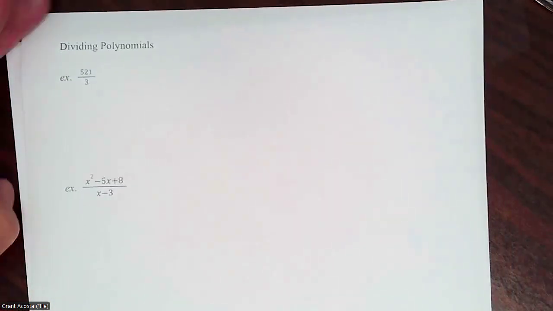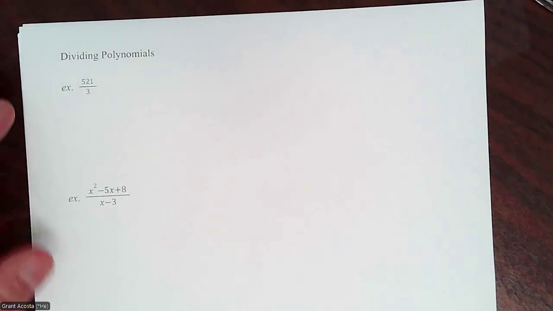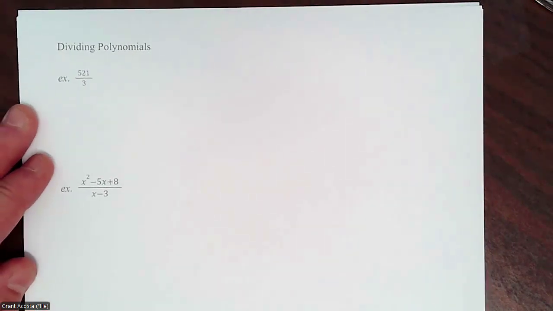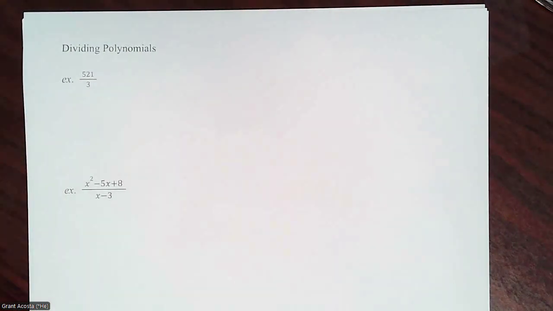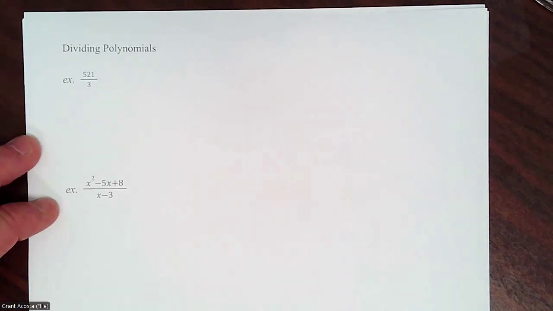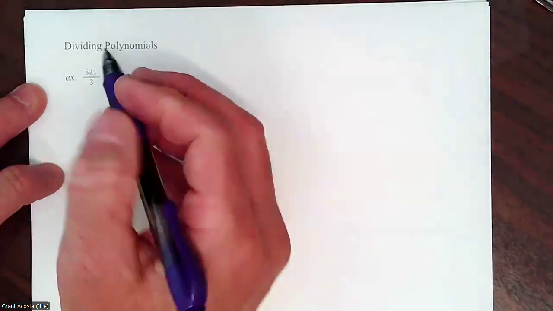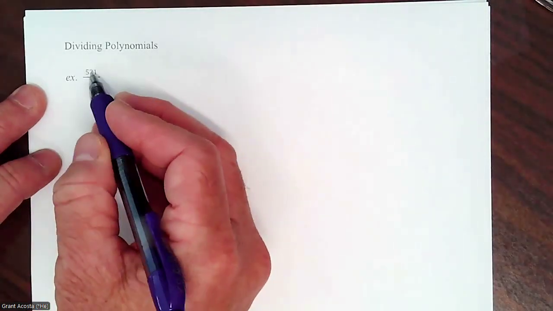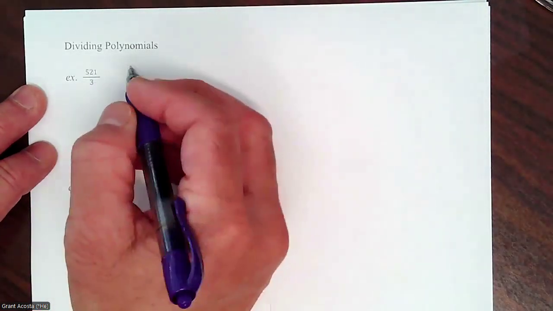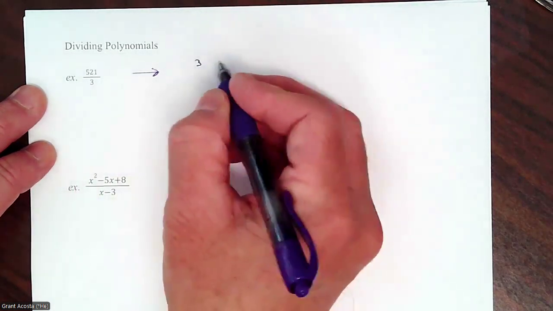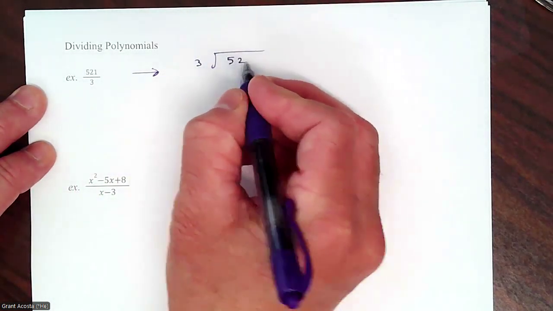Okay, last thing with polynomials is dividing. Unfortunately, that's the worst. Just like with numbers, long division is not fun, but you got to know how to do it. So let's get warmed up actually with numbers. So if I wanted to simplify 521 divided by 3, that's the same as dividing 3 into 521.